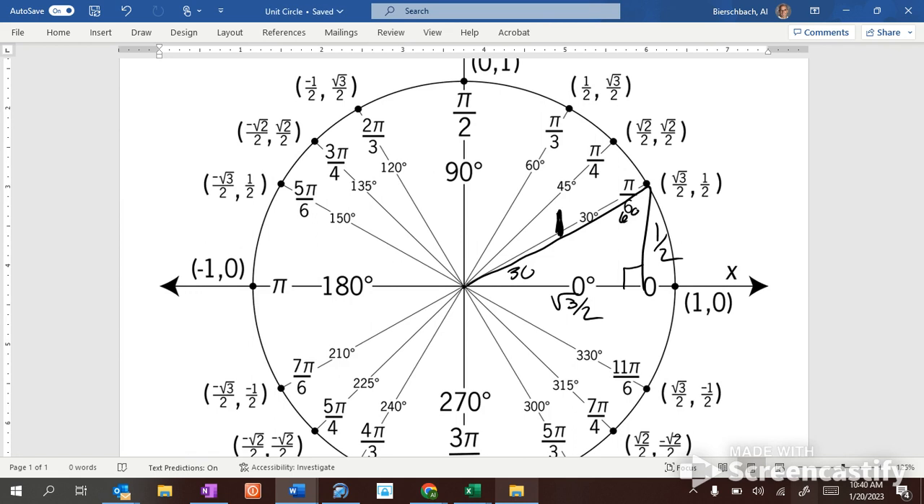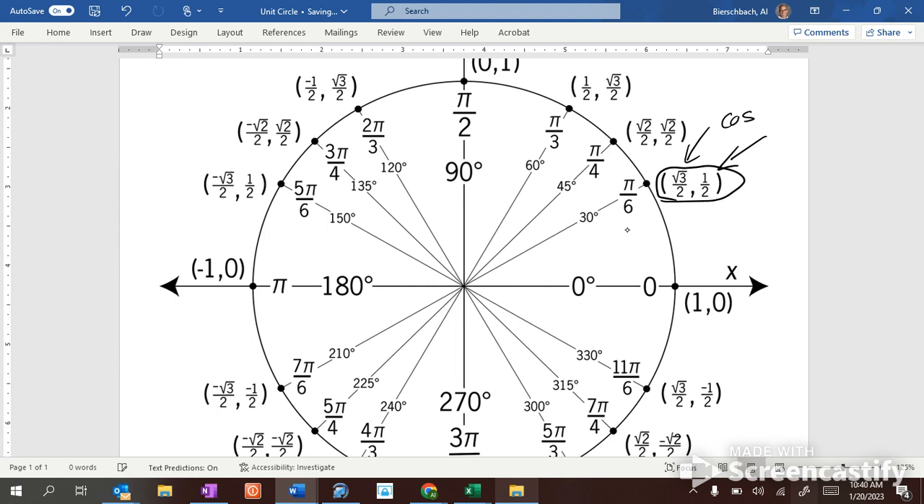Okay? Now, what we have right here is where the ordered pairs are for that point, which makes life easy. So did you notice how the square root of 3 over 2 was on the x-axis? So that must be my cosine. What's on my y-axis must be my sine. So the cosine of 30 degrees is square root of 3 over 2.